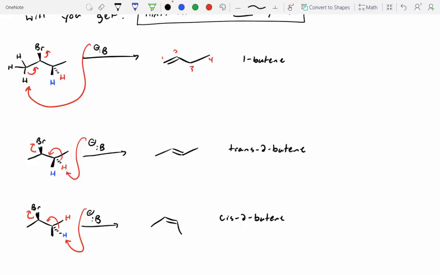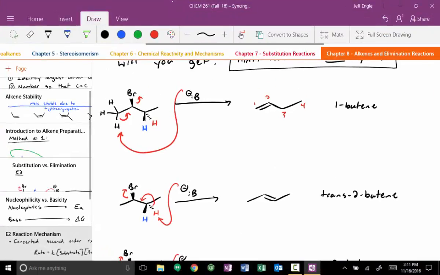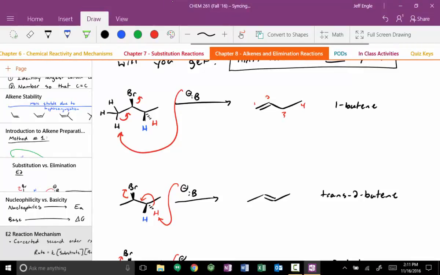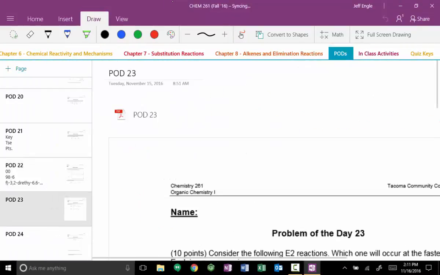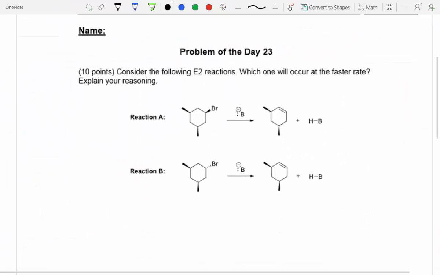But what I want to do now is switch gears to the problem of the day I told you guys we'd do in class. So if you have your problem of the day, pull it out and we'll work on it. But what I want you guys to do is consider reaction A versus reaction B, and then consider which one's going to occur at a faster rate. But remember, that beta proton must be anticoplanar to the leaving group. So you may need to consider your chair conformations when you're looking at this.